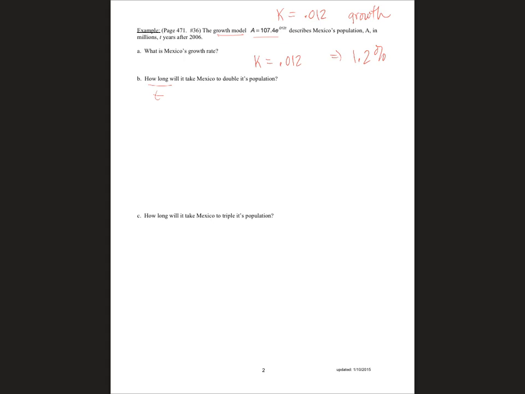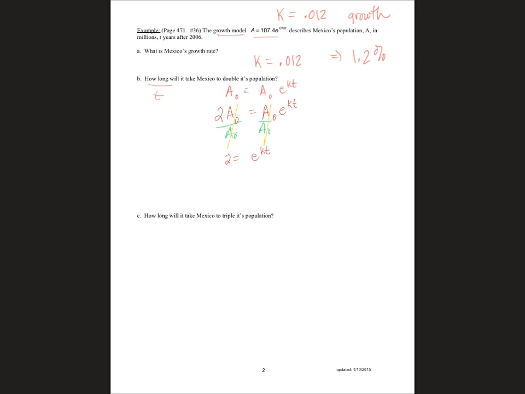The question is, at what time t will it take Mexico to double its population? If I have A of t equals A naught times e to the kt, and I'm looking to double the initial population, I'm looking for when the output is 2 times A naught. So I can try to solve for t, and I divide each side by A naught. So this is gone and this is gone, and that leaves me with 2 equals e to the kt.